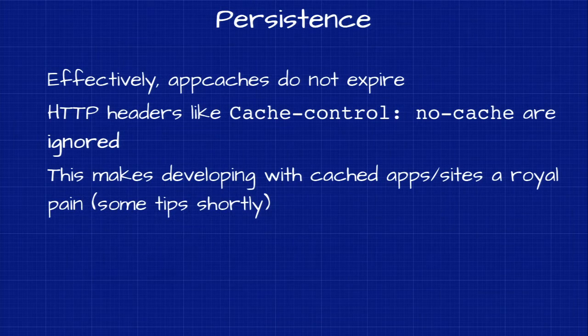Persistence: how long do things cached persist for? Forever, effectively. The specification is a little vague, but effectively forever. And you cannot override this with HTTP headers like cache control, no cache. This overrides all of those. A particular pain that causes enormous pain for developing with appcache. So I'll tell you in a second, don't do that. Don't have your development environment set up with caching. It creates incredible nightmares. But there's a little tip we can use to get around that, and I'll look at that in a second.